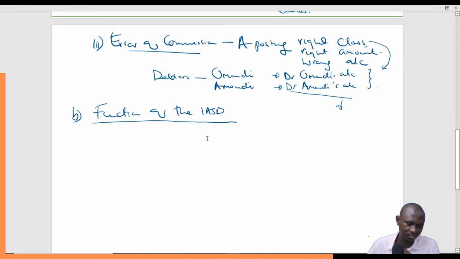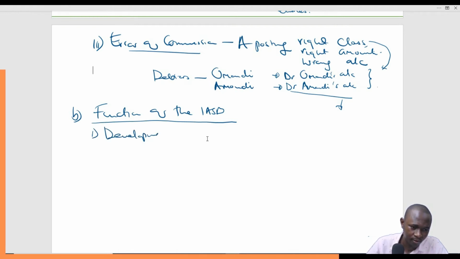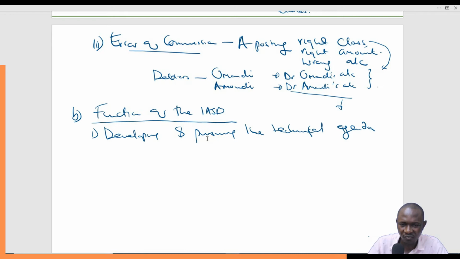Now, it is this board that is mandated with the function of developing and pursuing the technical agenda. They are the ones who develop and pursue the technical agenda. That is the accounting staff. Of course, there are some committees that provide the oversight role, but their key mandate is developing and pursuing the technical agenda, and this involves a lot of research on their side.